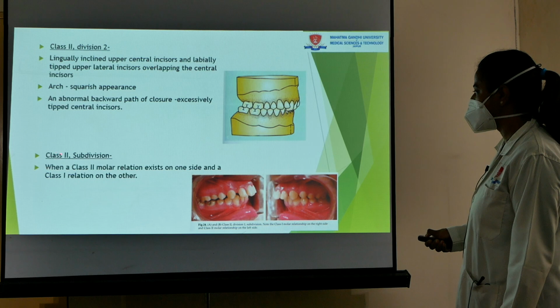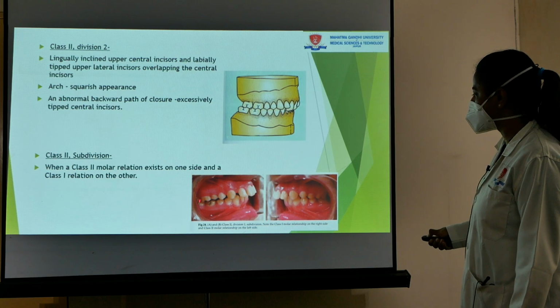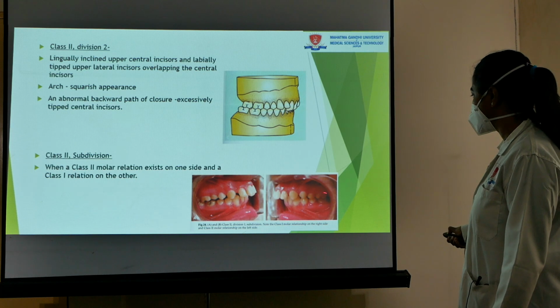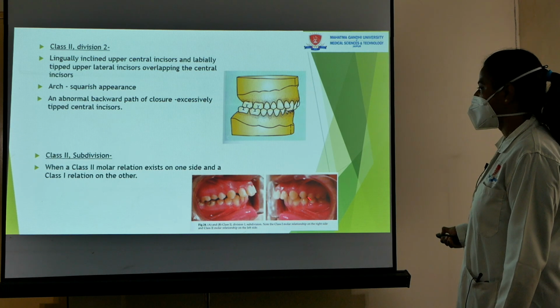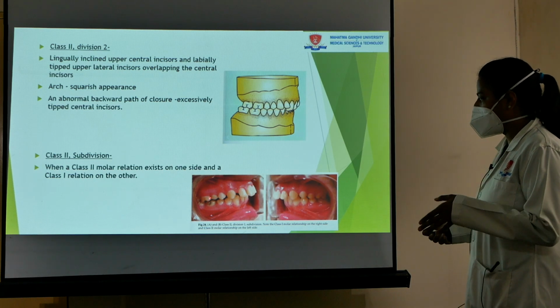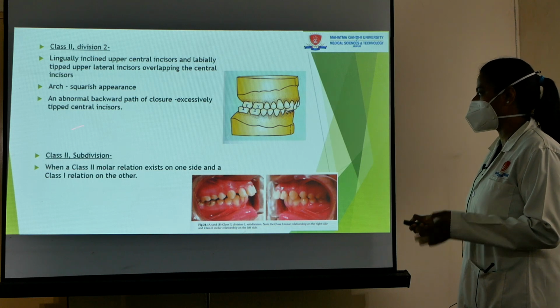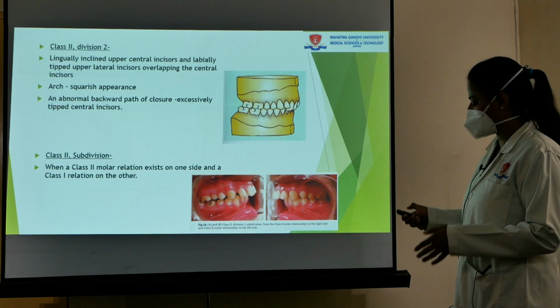Then class 2 subdivision. Subdivision means on one side there is a class 1 molar relationship but on the other side there is a class 2 molar relationship, then it is called class 2 subdivision. On the side where the class 1 molar relationship exists, that is called subdivision on that side, whether it is right or left.